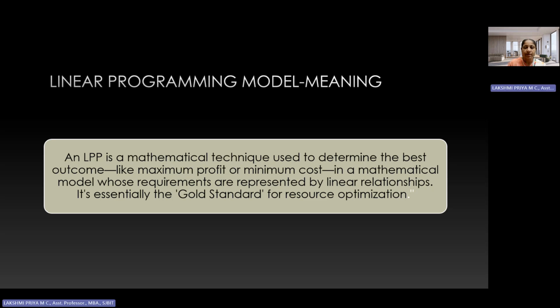It is a mathematical technique used to determine the best outcome, like maximum profit or minimum cost, in a mathematical model whose requirements are represented by linear relationships. It is essentially the gold standard for resource optimization.